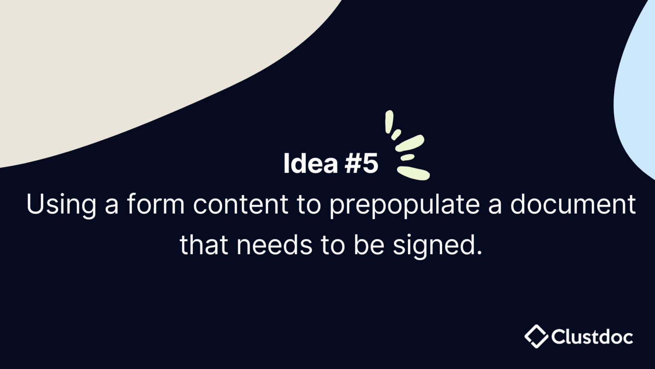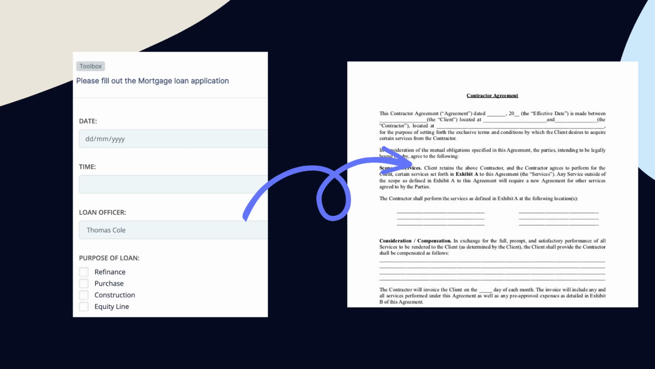Option 5. Using a form's content to pre-populate a document that needs to be signed. You can also use the content of the form to fill out a contract that would need to be signed later on through the checklist.